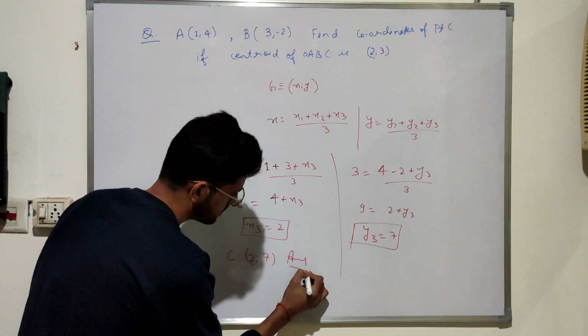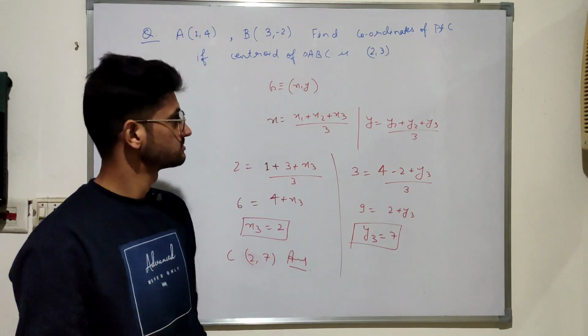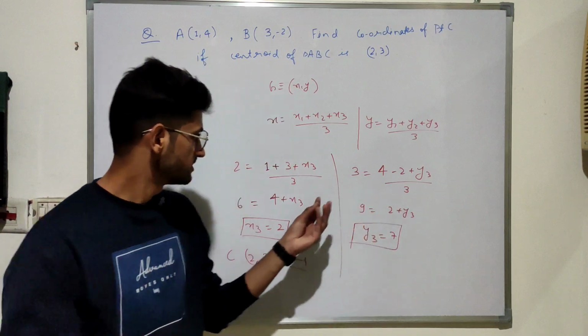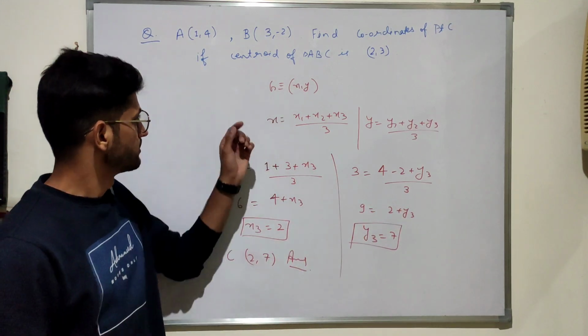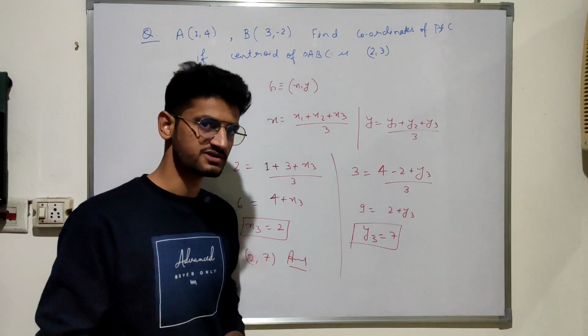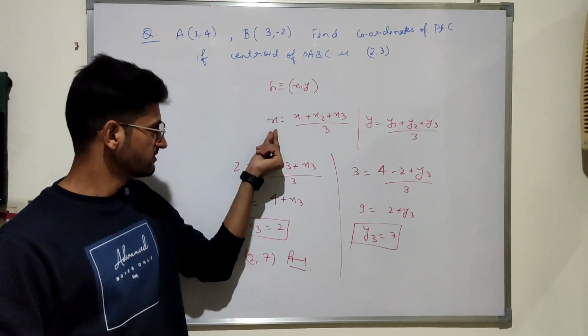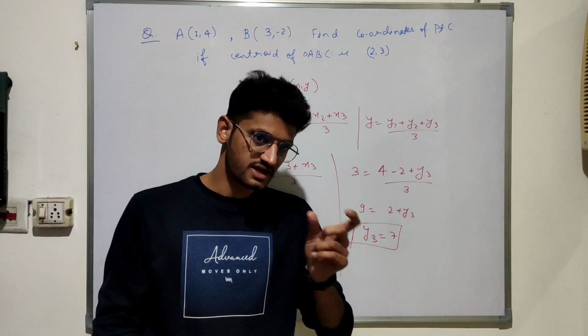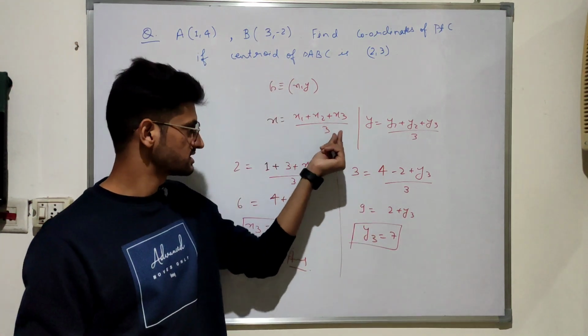That is the answer. A very basic problem based on the centroid. If we know the coordinates of two vertices and the centroid, this is how we can deal with it. We know that if G is the centroid of a triangle ABC with coordinates (x, y), then we can write x is equal to, in terms of the coordinates of the triangle's points A, B and C, (x1 plus x2 plus x3) upon 3.